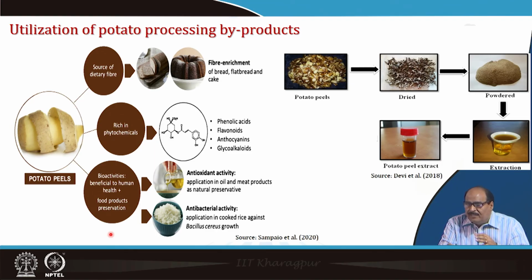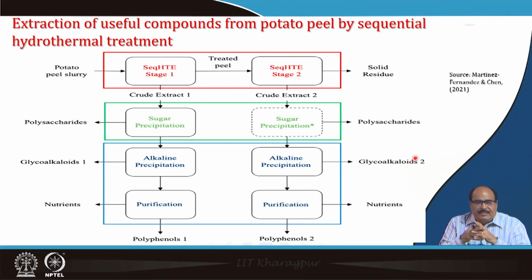Like potato peel, it is dried and made into powder, then it is extracted, and the potato peel extract can be used in various beverages or such other products. Okay. Then here is the extraction of useful compounds from potato peel by sequential hydrothermal treatment. They have given the potato peel slurry, and there are two stages, stage 1 and stage 2. In stage 1, directly the potato peel slurry is given, and you get the crude extract, or it is further treated. Okay, and then you get treated stage 2.